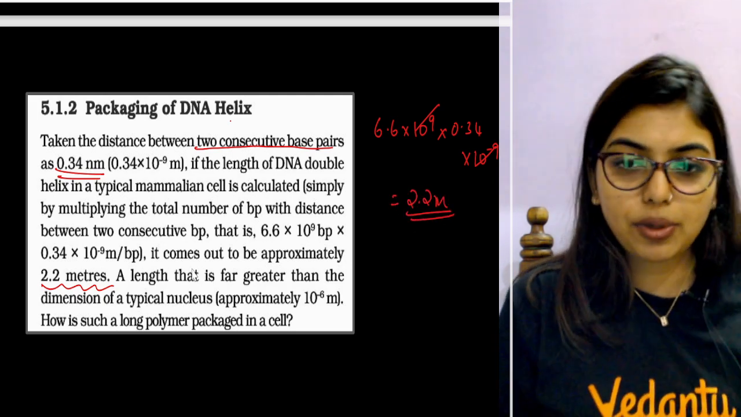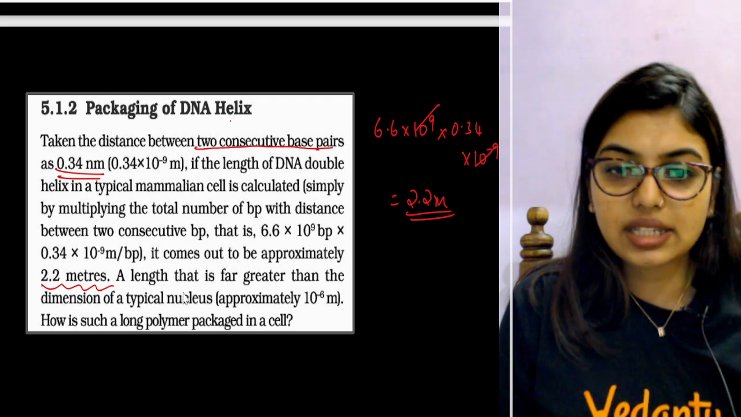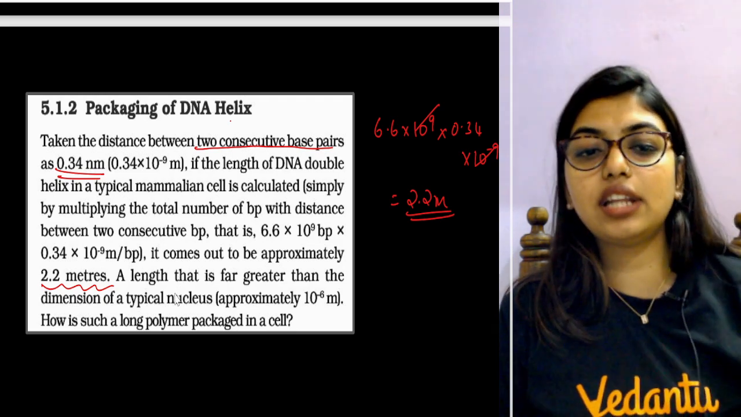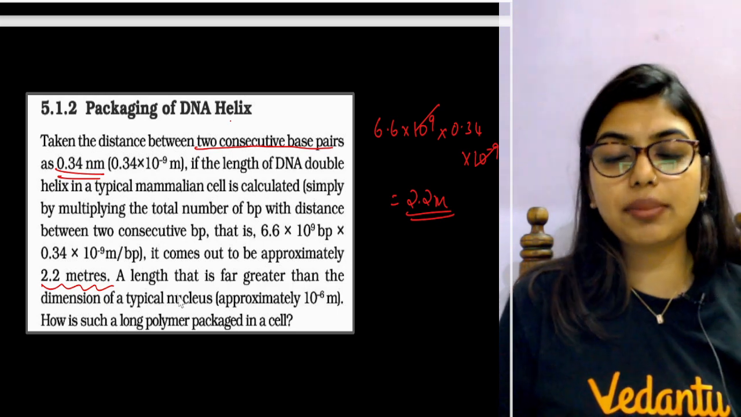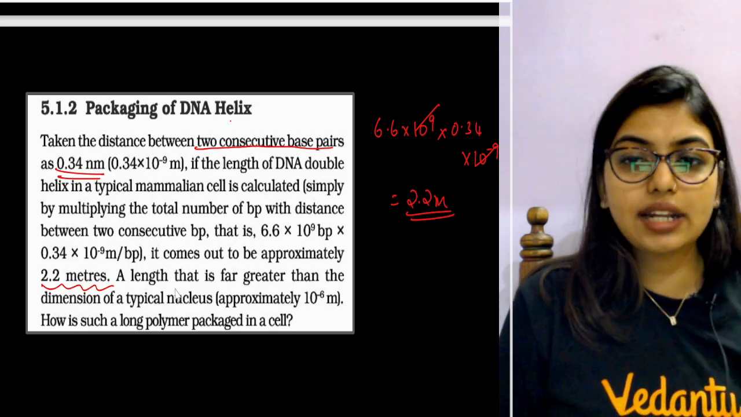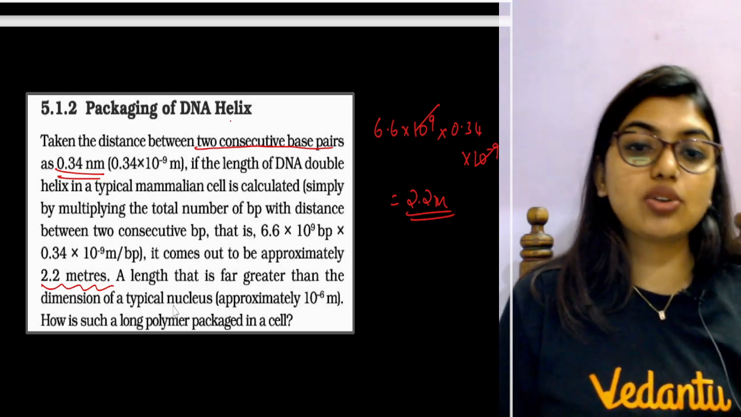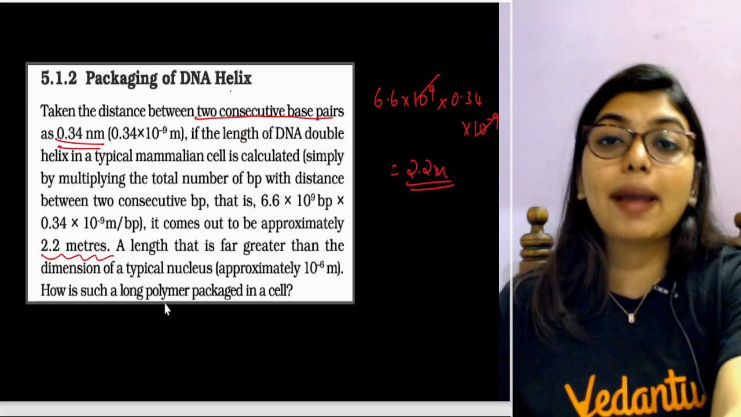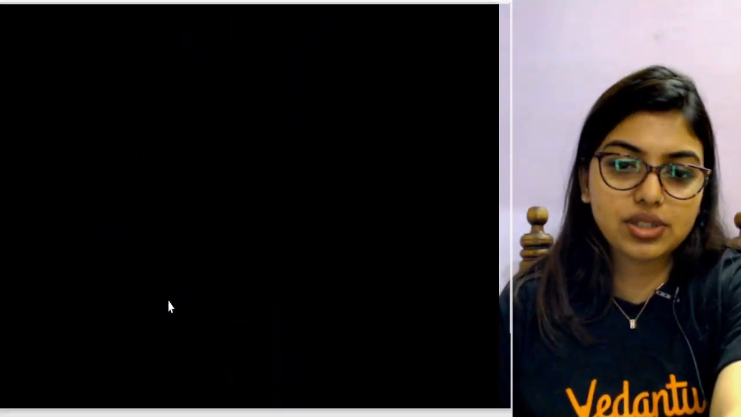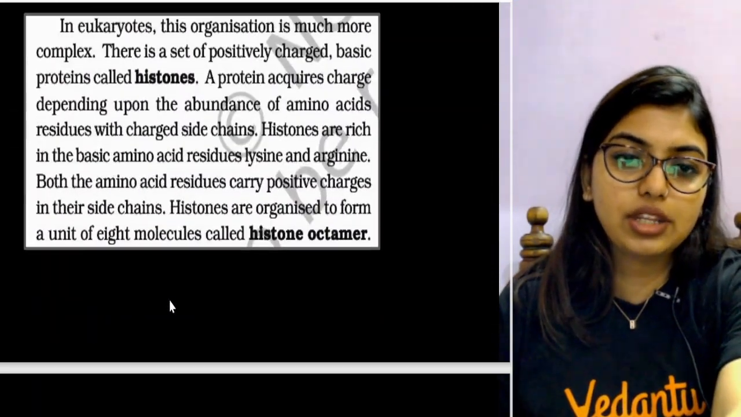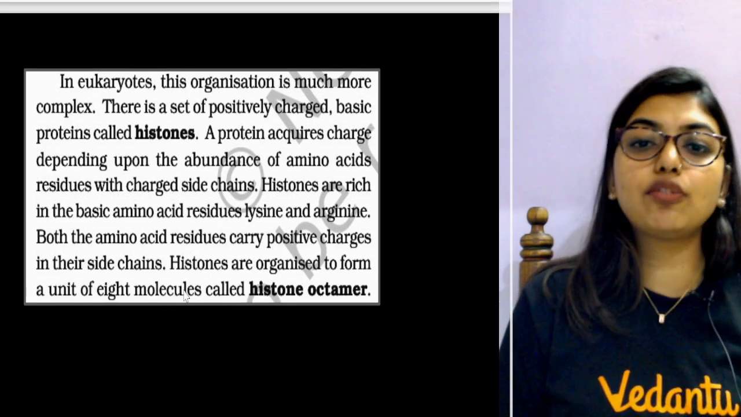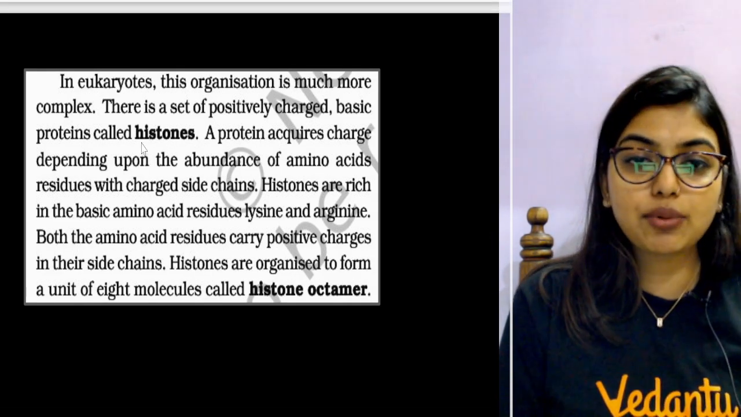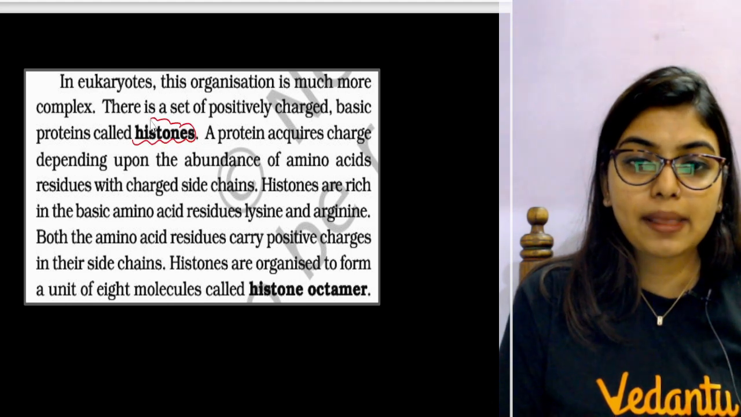This 2.2 meters is a length far greater than the dimension of a typical nucleus. A typical nucleus is approximately 10 to the power minus 6 meters. So how is such a long polymer packed in a cell? This is the question that arose. In eukaryotes, this organization is much more complex. There is a set of positively charged basic proteins called histones.